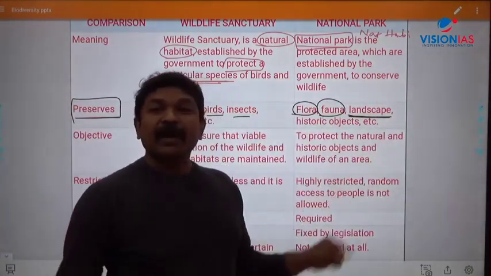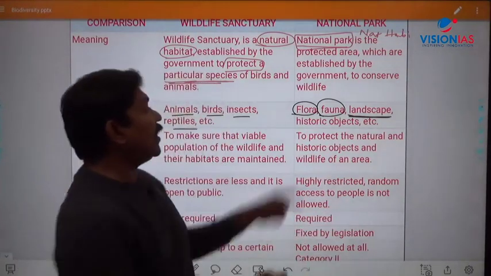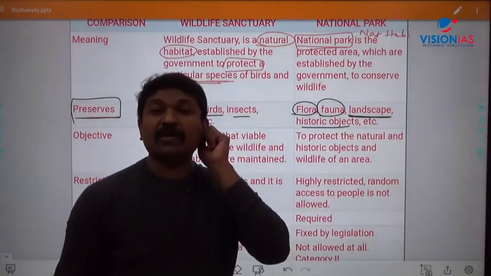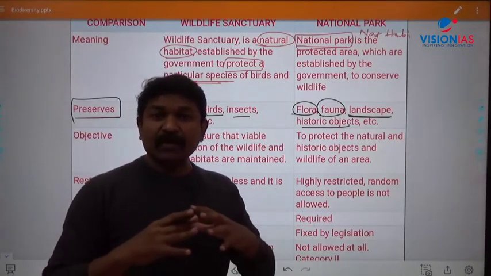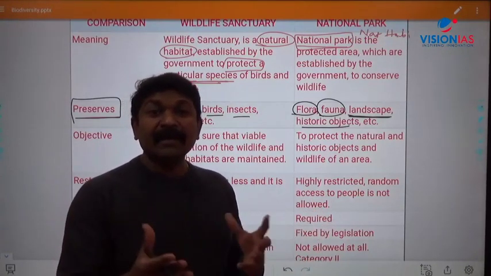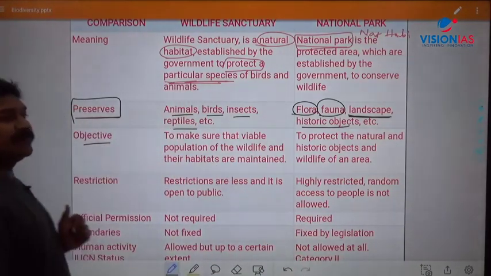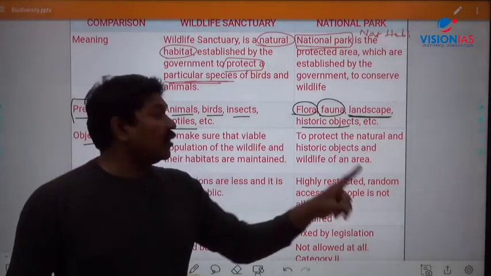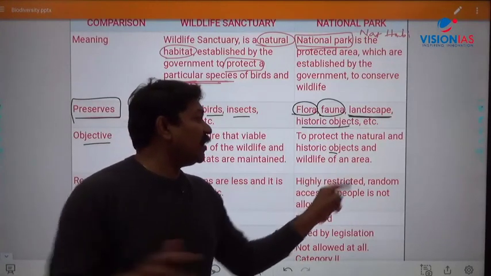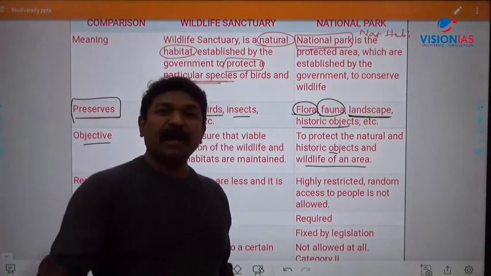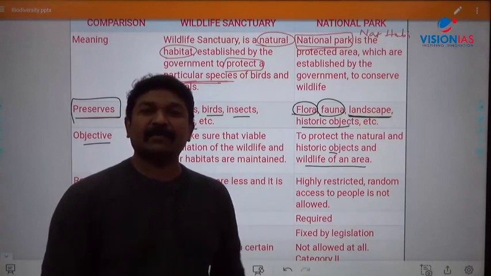This is the landscape. Not only this, within that particular area, if there are any historical objects, even those historical objects are also being protected. That is the importance of the national park. A national park has a wider meaning, unlike the wildlife sanctuary which has a narrow meaning, right? Then, what is the objective? The objective of the national park is to protect the natural historic objects along with the wildlife of an area. Plants, animals, area, historical objects, whatever is present in that area is being protected.